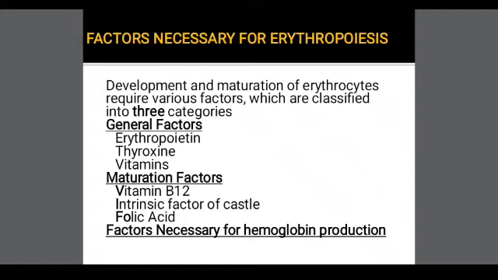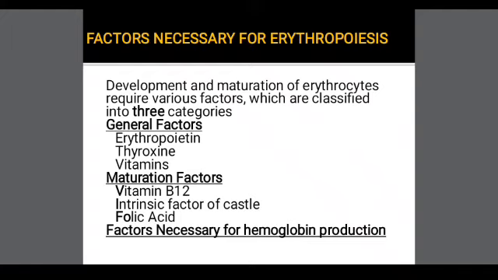Folic acid is also very essential. It is required for the synthesis of DNA. Without it, DNA synthesis decreases, which leads to anemia in which the cells are larger and appear in the megaloblastic stage, an anemia called megaloblastic anemia. That is folic acid deficiency. So you see that these factors are very necessary for erythropoiesis to take place.